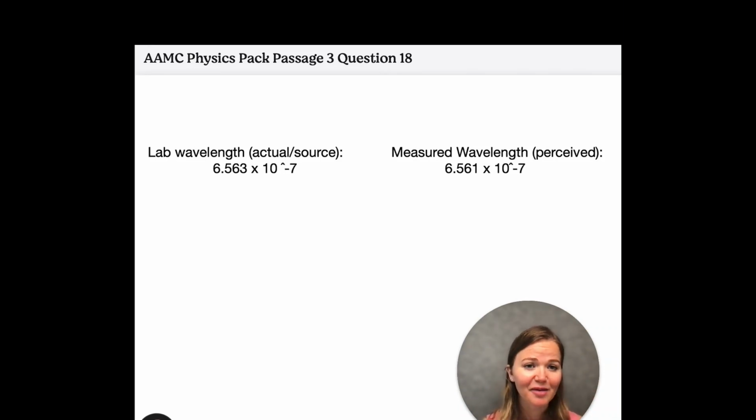Hi, I'm Cassie, and I'm going to walk you through question 18 of the AAMC's official physics question pack. So again, this question is related to passage 3, which is all about understanding the Doppler effect.